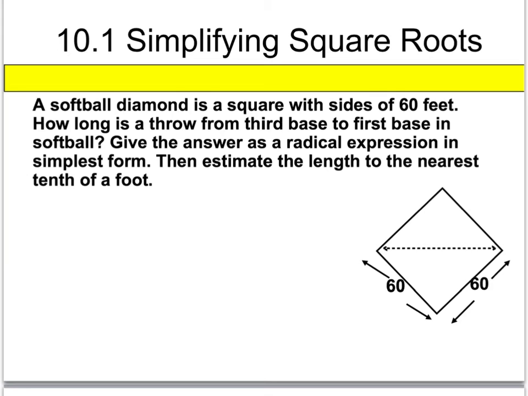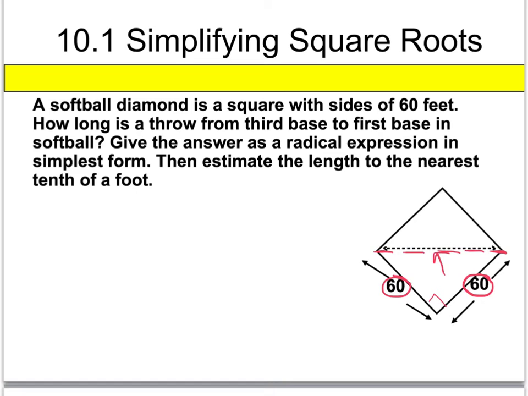Okay, so again, what theorem are we going to use? We have a triangle, and we know that if it is a square, this is going to be a right triangle. So what we're trying to figure out is what is that length from third to first. Alright, how long is that throw going to be? Well, if we have one side, we can figure out that third side.